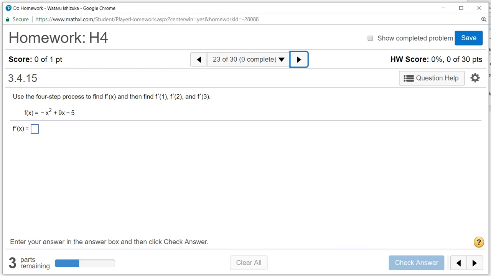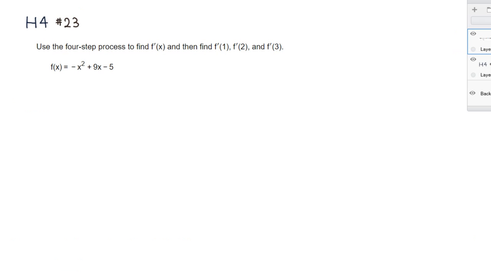Alright, let's look at homework 4, problem 23. We want to use the 4-step process to find f prime of x, then find f prime of 1, f prime of 2, and f prime of 3. So let's do that. First thing we need to do would be step 1. We need to find f of x plus h.